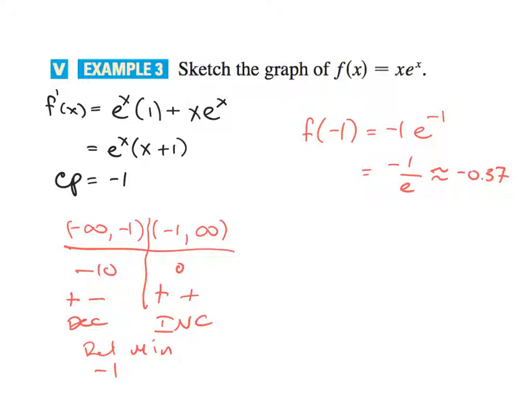Okay, so for our first derivative, when you take it, it simplifies down to e to the x times x plus 1, which easily shows you that the only critical point we have here, because e to the x can never be 0, is at negative 1. So when I plug my values into my table, from negative infinity to negative 1 it's decreasing, and from negative 1 to infinity it's increasing, meaning I'm going to have a relative minimum at negative 1. When I plug it into the original function, I get negative 0.37. So my min is at negative 1, negative 0.37.